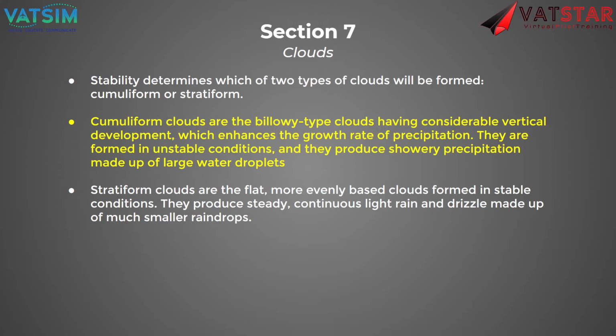And they actually enhance the growth rate of precipitation, rain or snow or any other kind of precipitation. They're formed only in unstable conditions, and they produce showery precipitation made up of large water droplets. Stratiform clouds are those flat, more evenly based clouds formed in stable conditions, like a solid overcast layer. And they produce steady, continuous light rain and drizzle made up of much smaller raindrops.